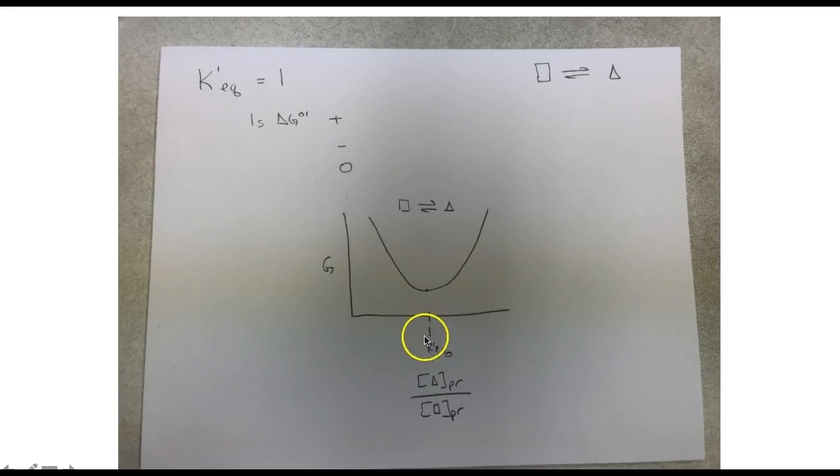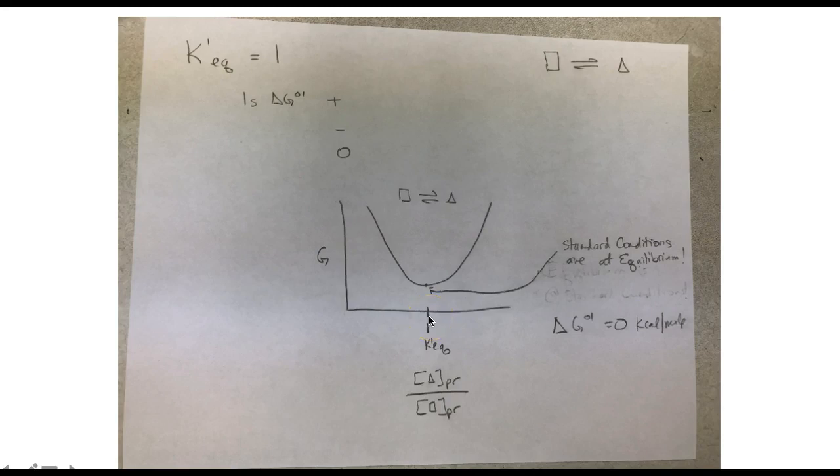Now we need to compare this value to our ratio of triangle to square under standard conditions. Well, under standard conditions we're going to have 1 molar triangle and 1 molar square, so 1 over 1 is 1. We're going to find that on this graph and we'll see, oh, it's right here. So, under standard conditions for this reaction specifically, we are at equilibrium. Therefore, since we're already at the lowest free energy state, there is no driving force for us to move forward or reverse. Our standard free energy change is 0 kcals per mole.